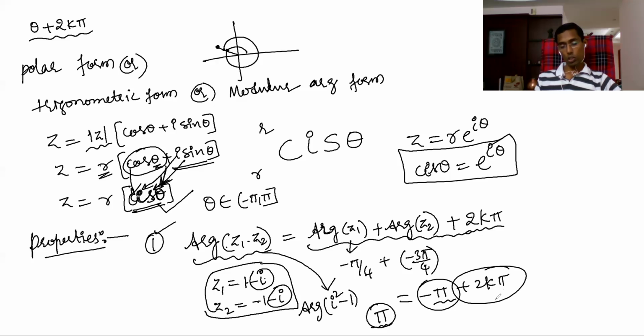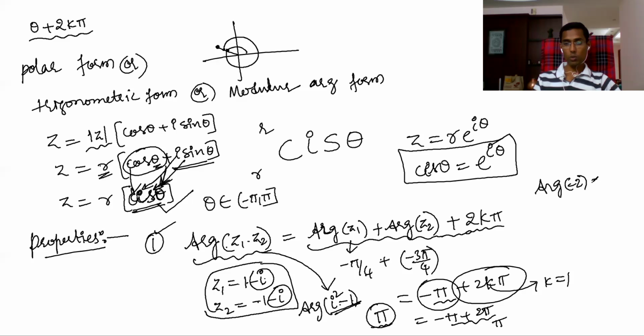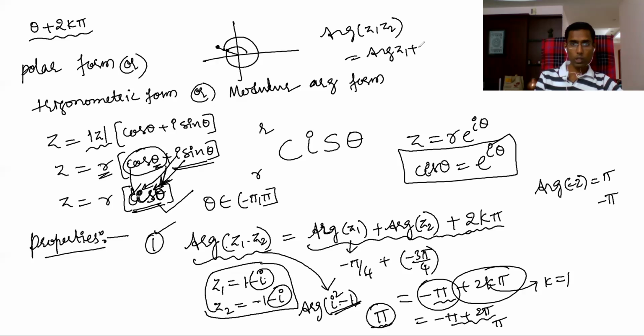To make it equal, what you can do is add 2k pi. That means here, minus pi plus, if I take k equal to 1, I'm adding 2 pi, and on this side also I'm going to get pi. But actually you can take this as minus pi. If you talk about the general argument, the argument of minus 2 you can write as pi, you can write as minus pi also. So the argument of Z1 into Z2 equals the argument of Z1 plus the argument of Z2.